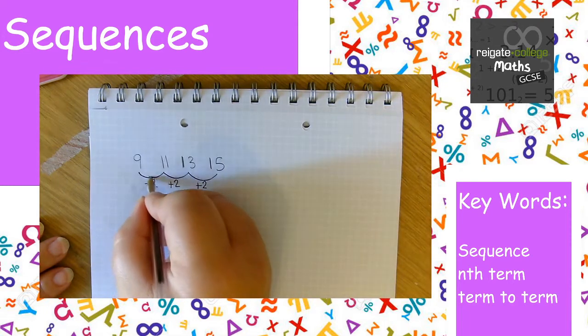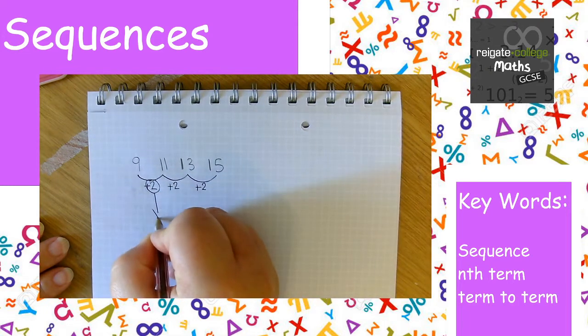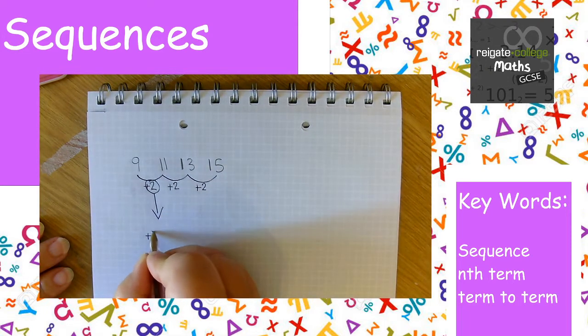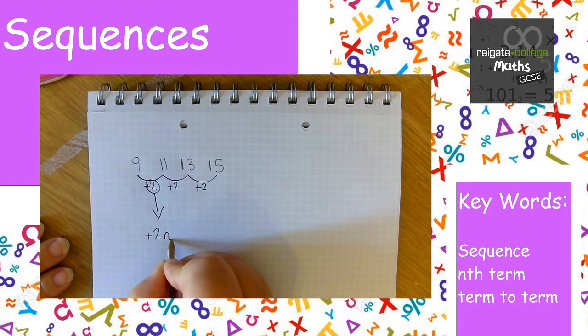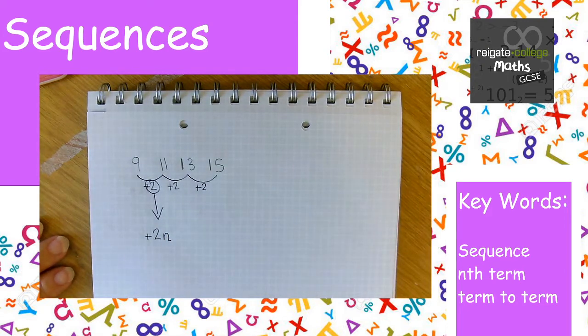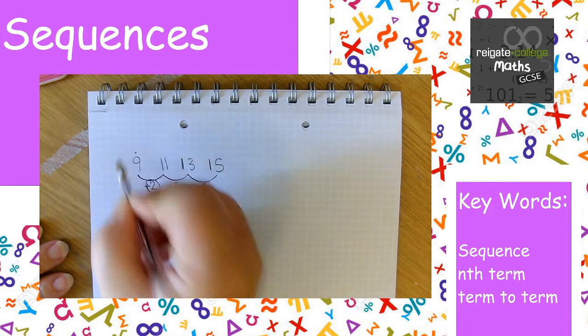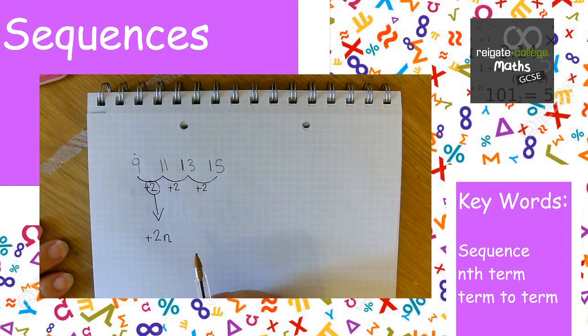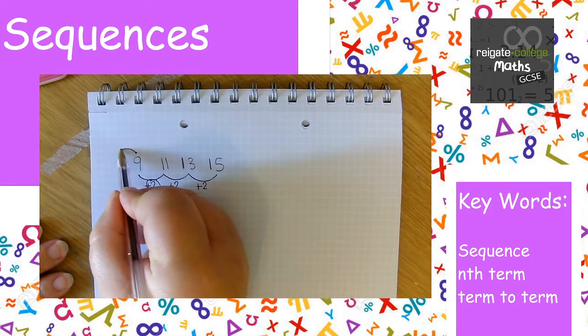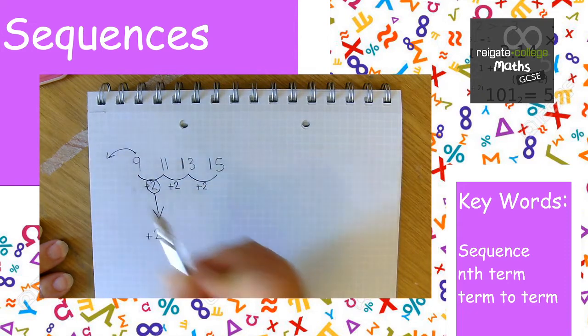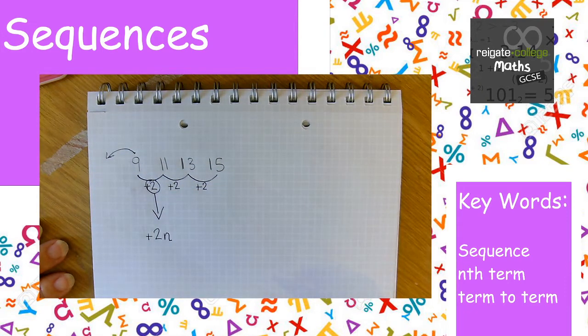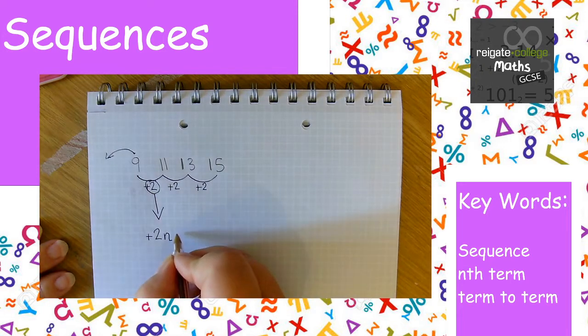So I'm going to use this 2 to go in front of my n. I'm going to finish off my nth term by imagining that this 9 isn't the first term. If I had a number before the 9, I would have to go back 2. 9 take away 2 will leave me at the number 7.